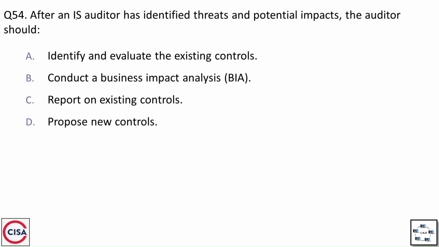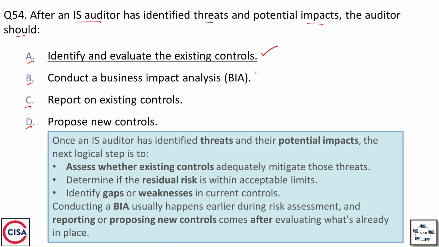Question number 54. After an IS auditor has identified threats and potential impacts, the auditor should option A identify and evaluate the existing controls, option B conduct a business impact analysis, option C report on existing controls, and option D propose new controls. And the correct option is option A identify and evaluate the existing controls.